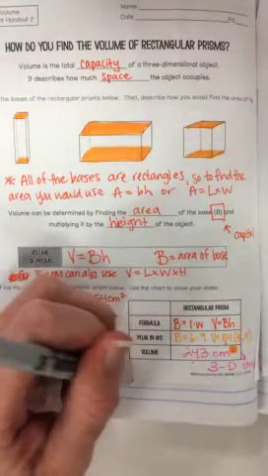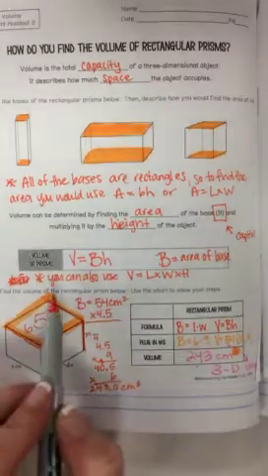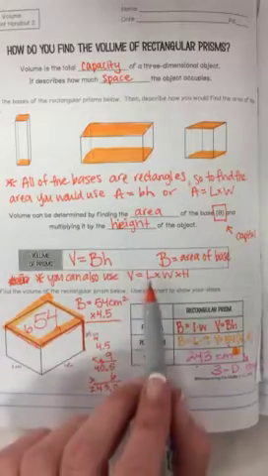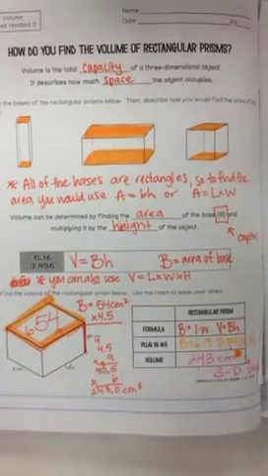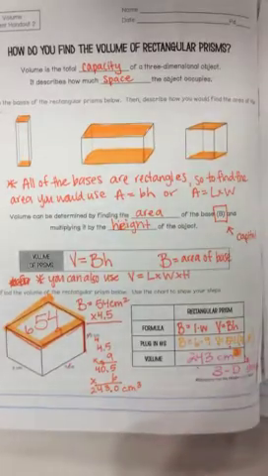So either equation, cubic centimeters, either equation will give me the correct answer. You can either use, again, the area of the base times the height or length times width times height. Okay, because it's a 3D shape, don't forget the exponent to the 3rd power. Good luck.